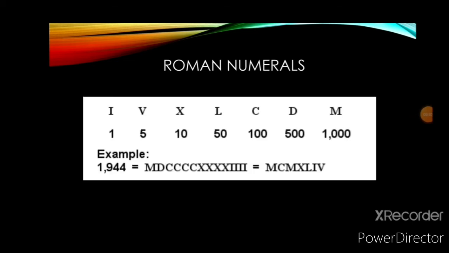Here's a picture of Roman numerals displaying the letters used in the Roman numeral system with their respective values, that is, I for 1, V for 5, X for 10, L for 50, C for 100, D for 500 and M for 1000. And here is an example displaying how to write 1944 in Roman numerals. So, in the next slide, we will discuss how to use Roman numerals.